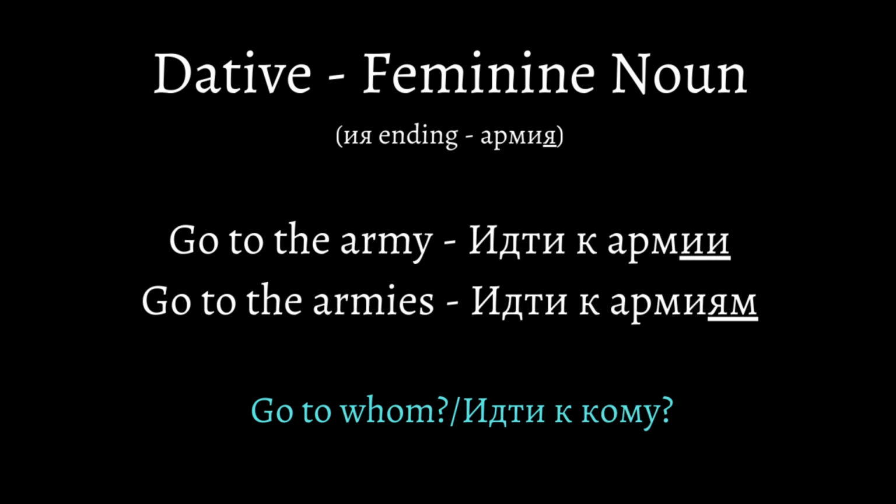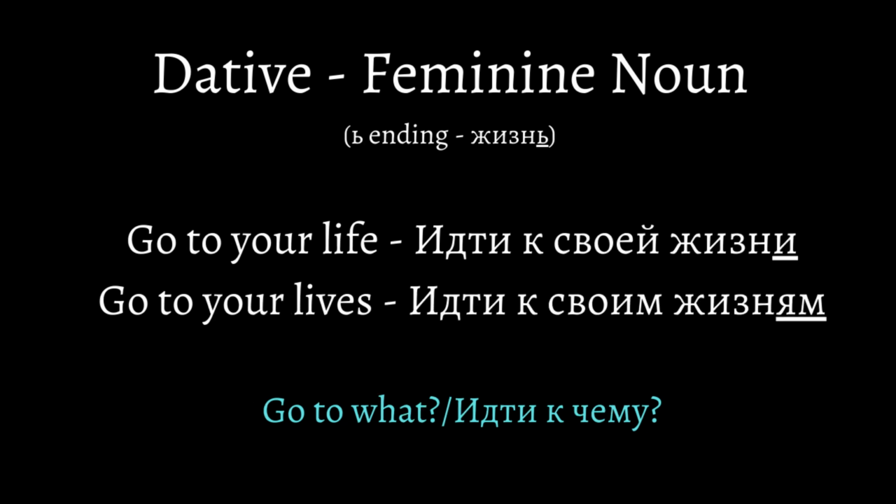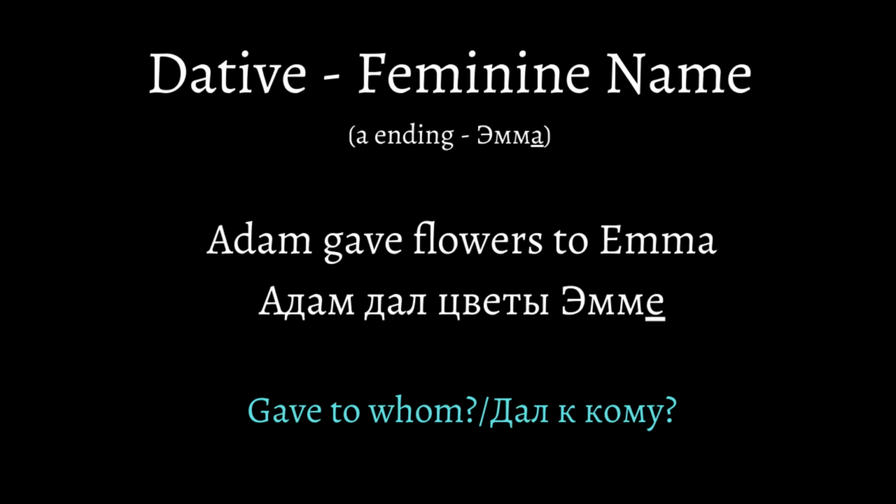Here we have a feminine noun ending in ia, идти к армии and идти к армиям. Armia ends in ia, so we change it to ii when singular and to yam when plural. Here we have a feminine noun that ends in the мягкий знак. Идти к своей жизни and идти к своим жизням. These sentences don't really make sense, but again, I'm just emphasizing the feminine noun within them. Жизнь is a feminine noun that ends in the мягкий знак, so we change it to i when singular and to yam when plural.